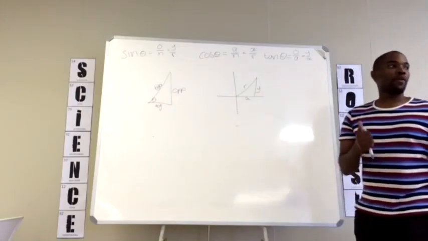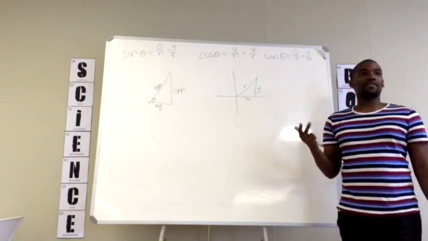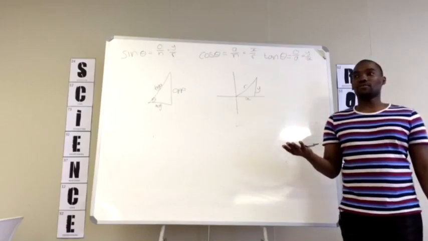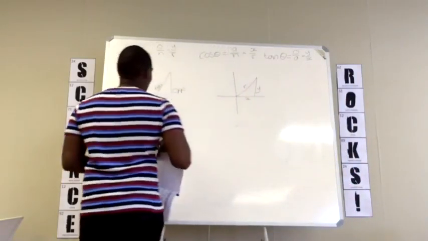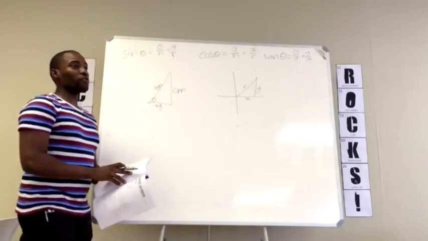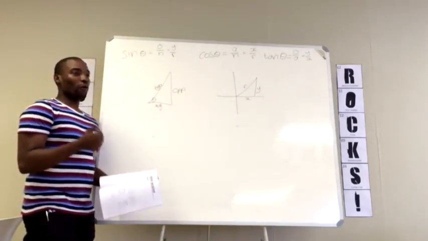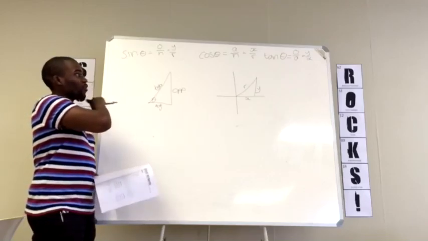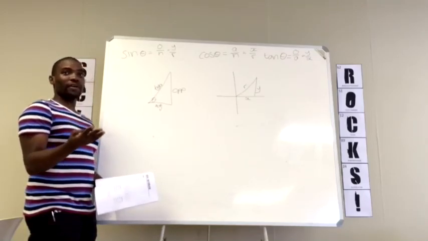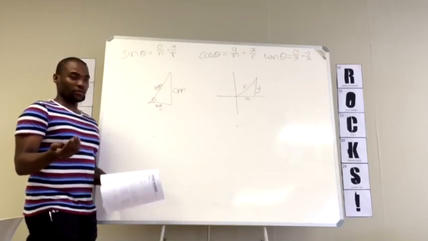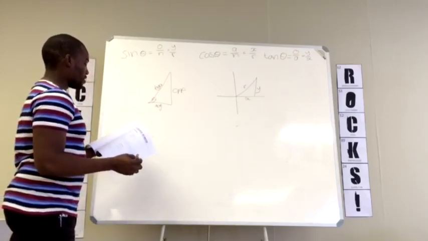You remember your special angles, 30, 45, 60, 90, and 0. Keep in mind those special angles. I would ideally like you guys to know the values for all your special angles, for sine, cos, and tan. For 0, 90, 30, 60, 45. And then it makes things really, really easy. Otherwise, just draw your special triangles.